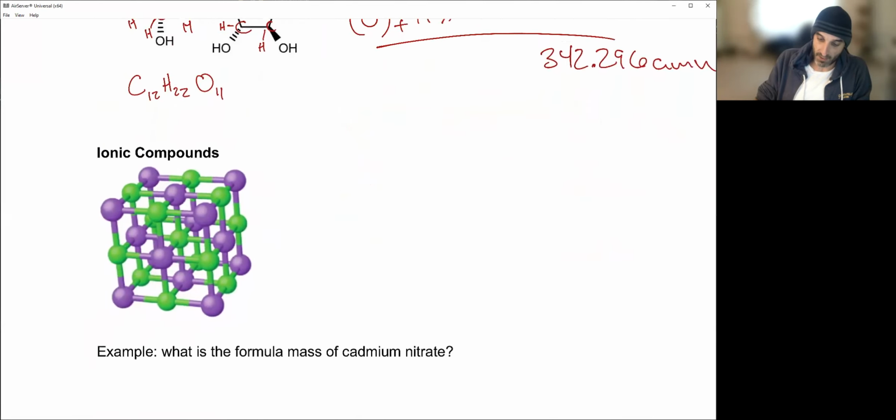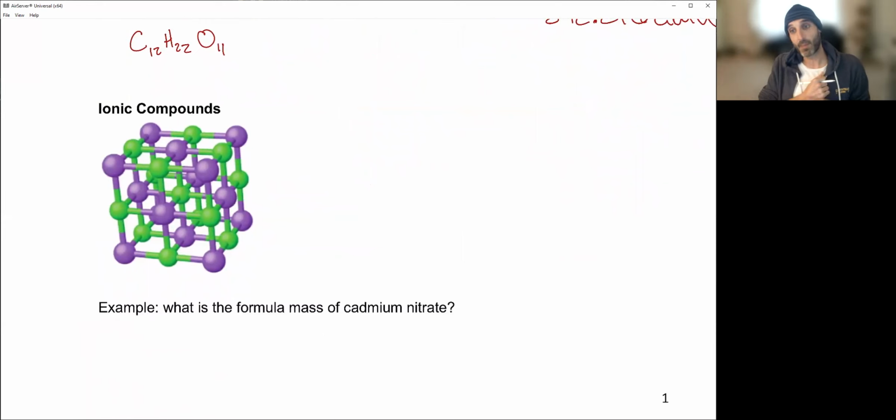All right, let's take a look at ionic compounds. Ionic compounds are slightly different. Ionic compounds are quite a bit different.